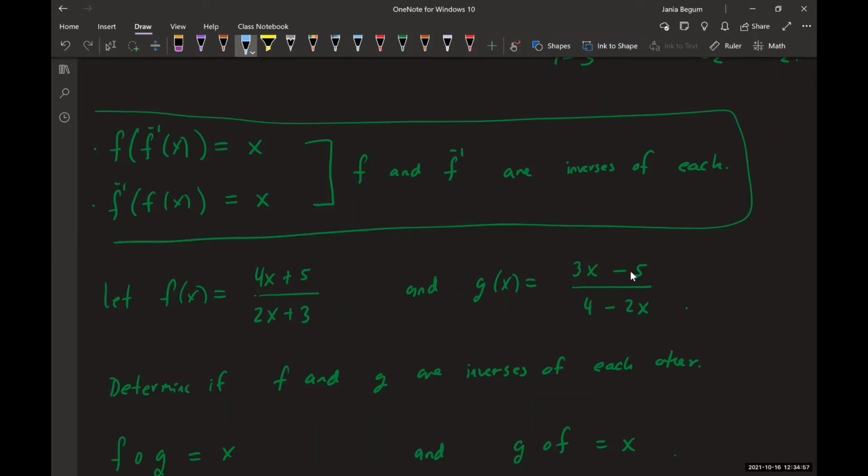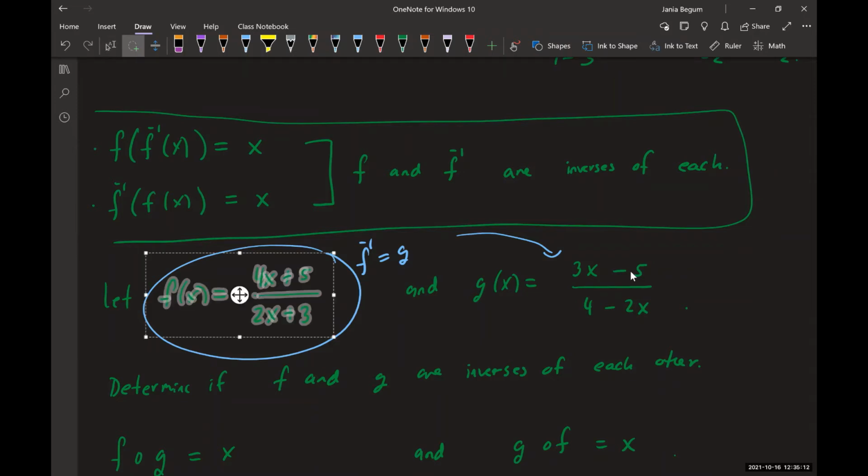Can we do f? Okay, so let's take f and find its inverse, and we'll show that that is actually equal to the function g right here. So let's do that. Let's see what that comes out to be. So I'm just going to copy this and put it right underneath.